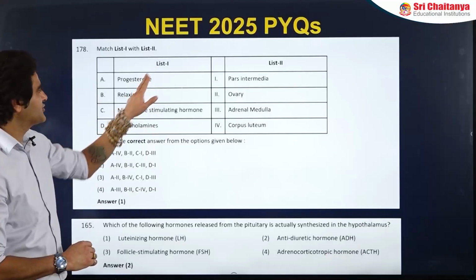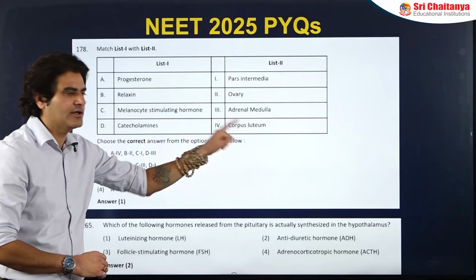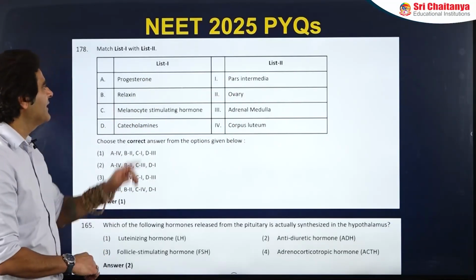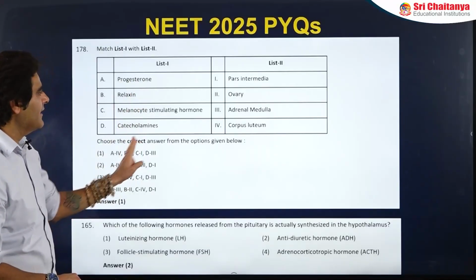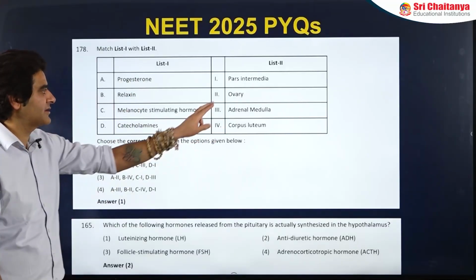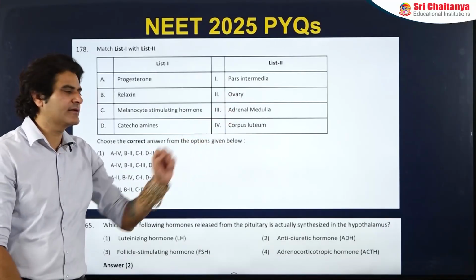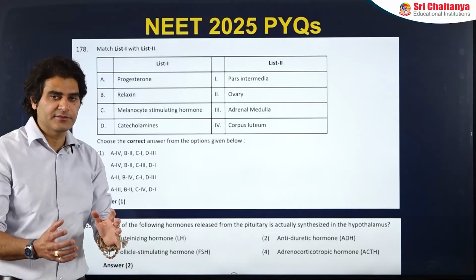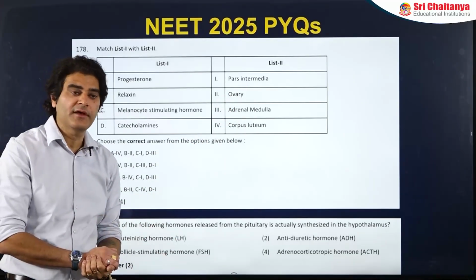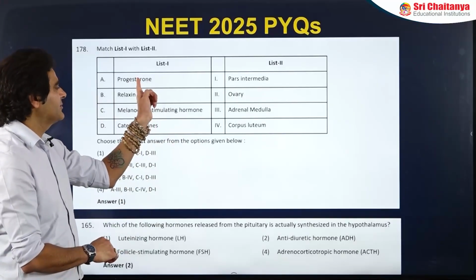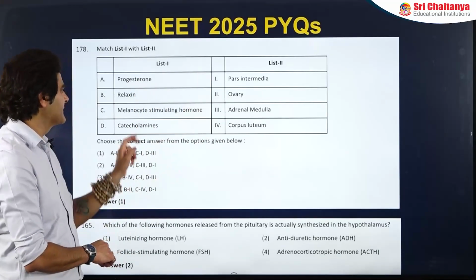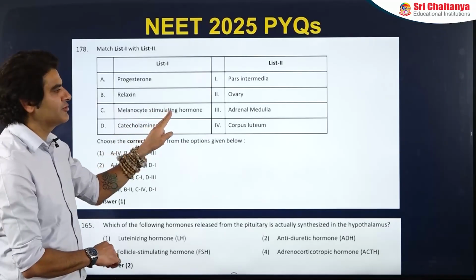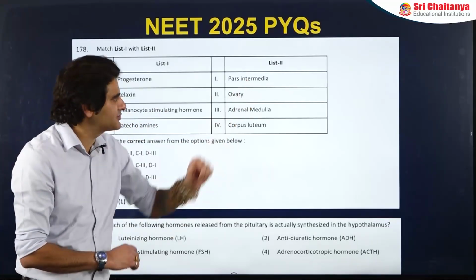Like here, list 1 has the hormones, list 2 has the organs or the glands that produce them. So progesterone in this question is produced from corpus luteum. Now as we can see, there are two options here, ovary and the corpus luteum. Corpus luteum is located within the ovary only. However, if we have to choose one, progesterone from corpus luteum, relaxin from the ovary. Melanocyte stimulating hormone, that is MSH, from the pituitary gland.